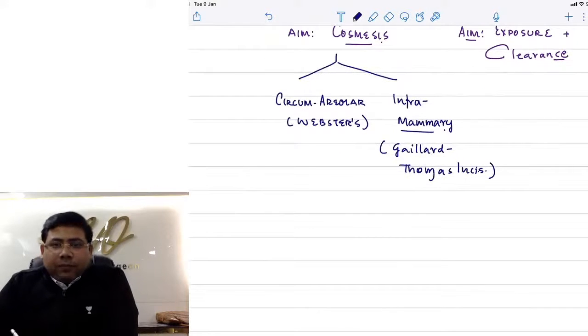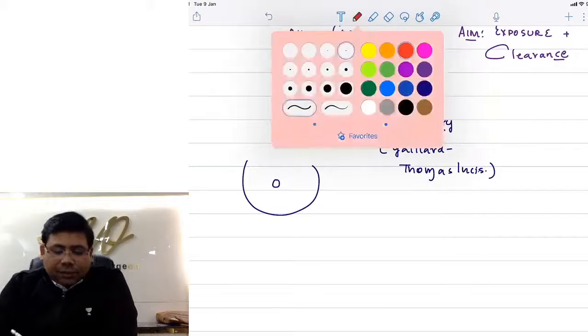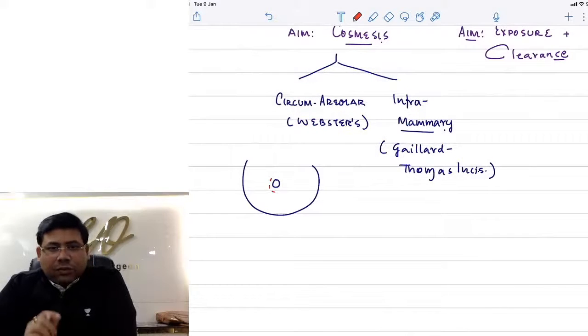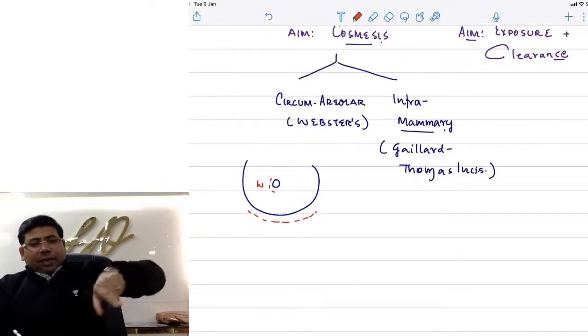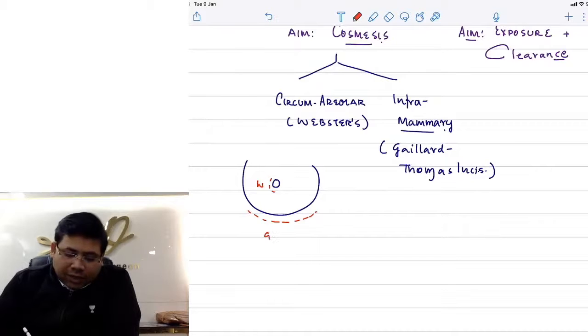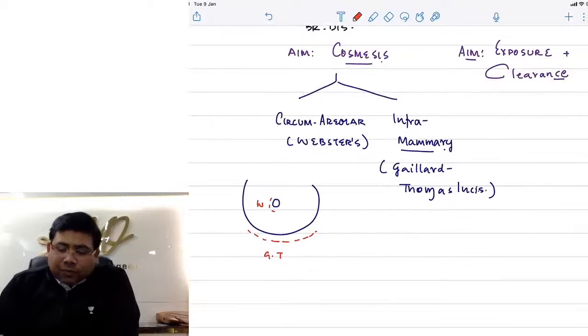So circumareolar and Gallard-Thomas. When we are talking about the circumareolar incision, if this is the breast, this is the nipple areolar complex. The incision is made along this nipple areolar complex so that the scarred incision site is hidden or mixes with the corrugated texture of this nipple areolar complex. So this is the Webster's incision that you make. Again, the other one is along the inferior mammary crease. So you lift up the breast, you make the incision, and this is what is known as the Gallard-Thomas incision.